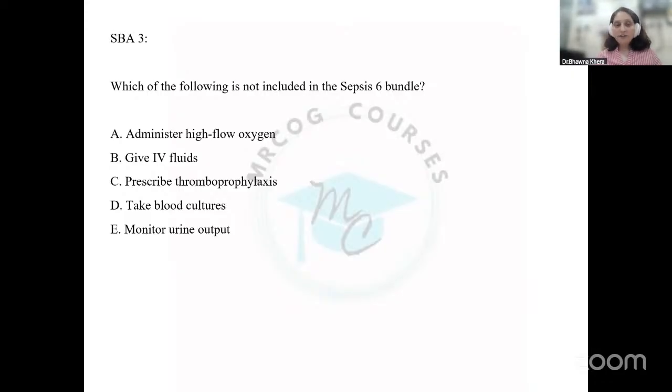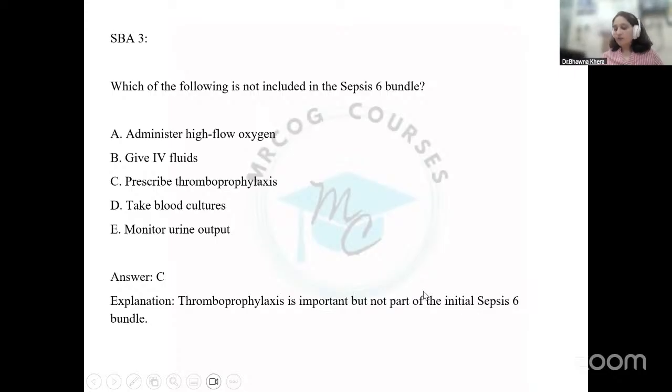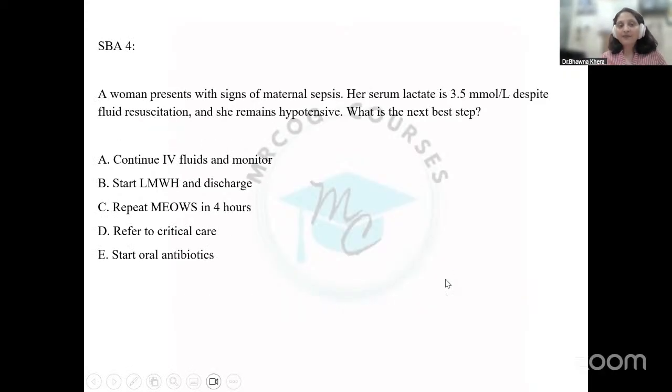Which is not included. Great. It is option C. Correct. So option C is absolutely correct. Thromboprophylaxis is the important part, but that is not part of the initial Sepsis 6 bundle.